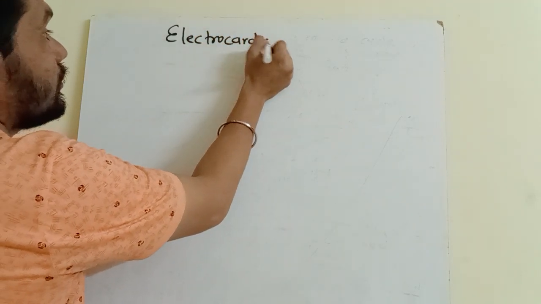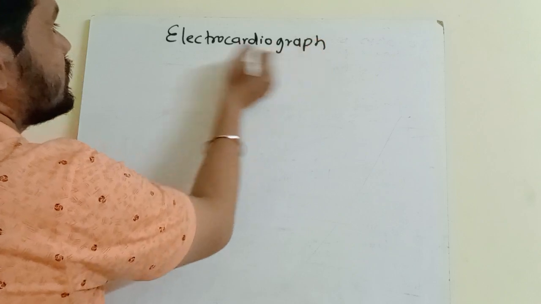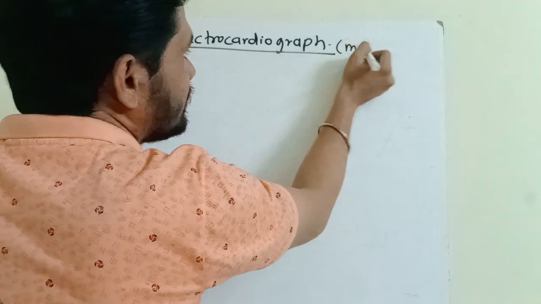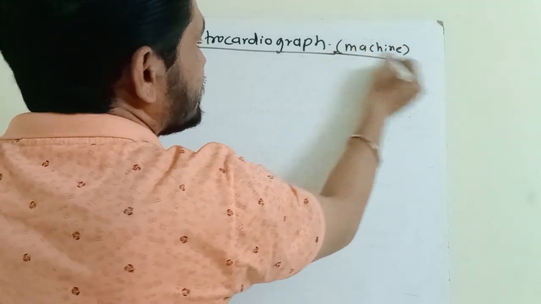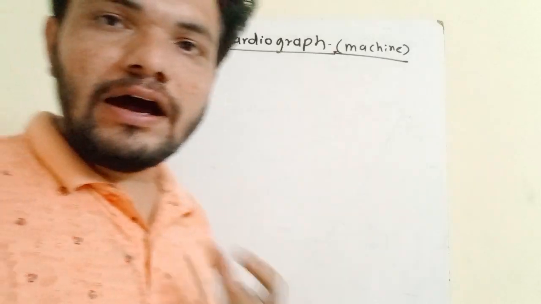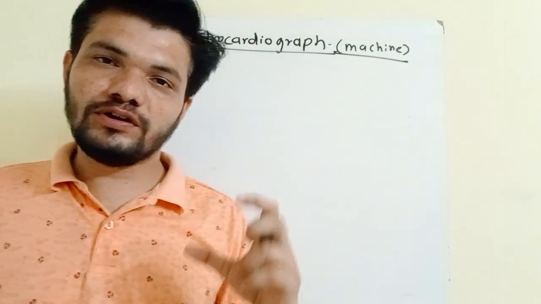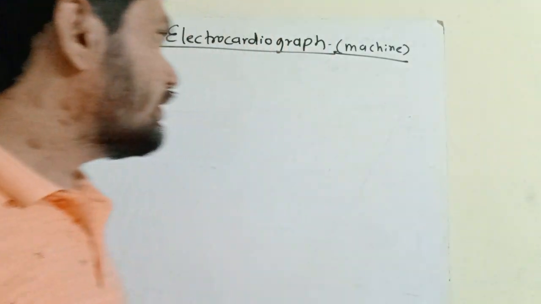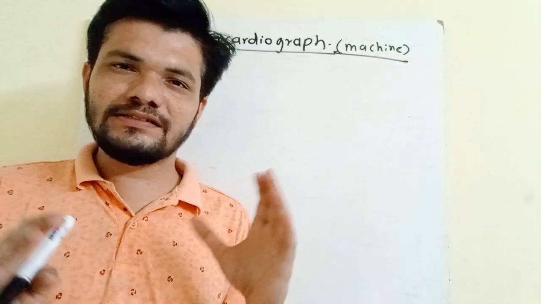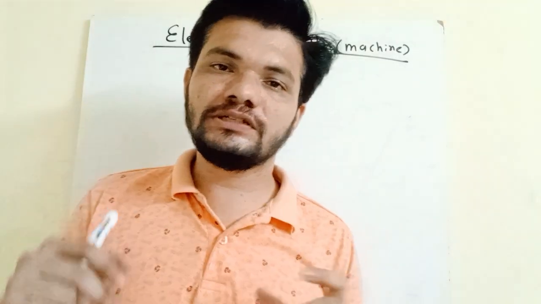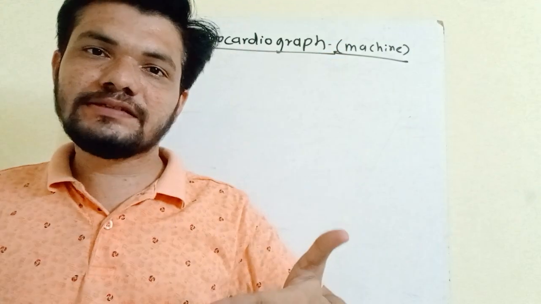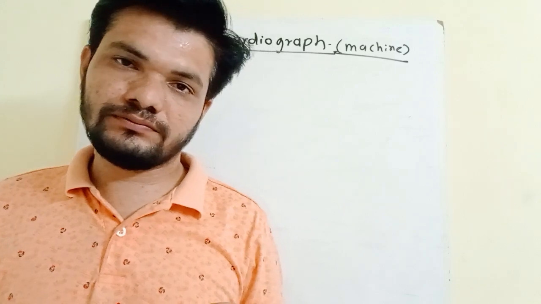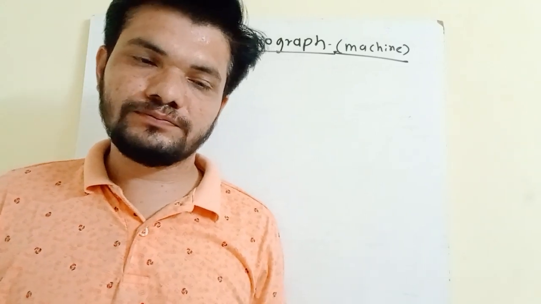Electrocardiograph, which is a machine which detects the electrical activities of your heart during the cardiac cycle. This machine is a small monitor or TV shaped machine, and it has a screen on which it shows the graphical representation of the activities of your heart.